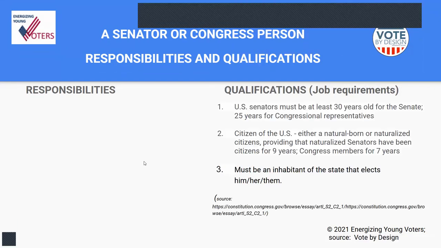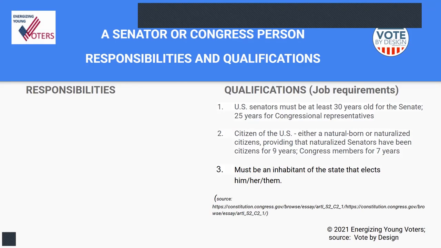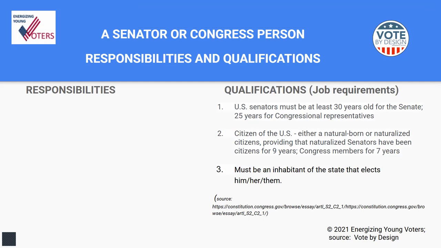So all of you who said they have to be a citizen, you're right. The thing that I didn't know before I changed this slideshow into the Senate and the Assembly is that you could be a naturalized citizen to be an assembly person or congressperson. To be a senator, you have to have been a citizen for 9 years, and Congress has to have been a citizen for 7 years. Somebody else put residency, and you're right.